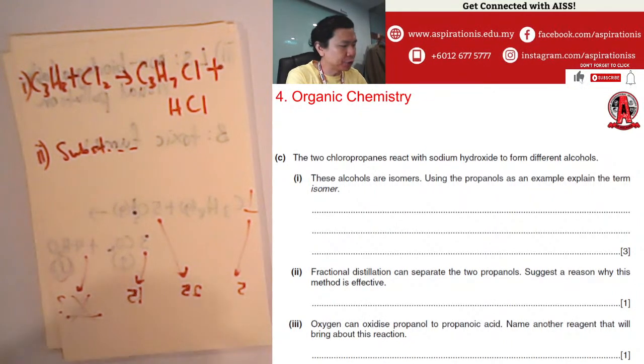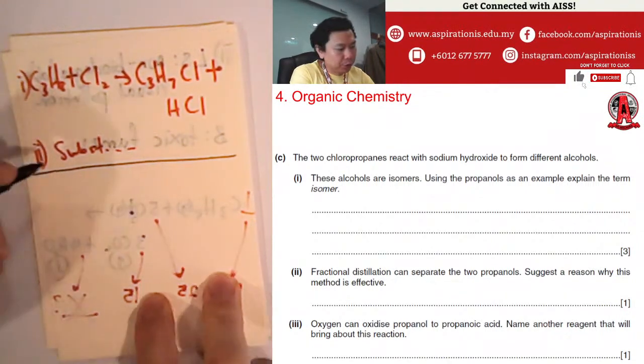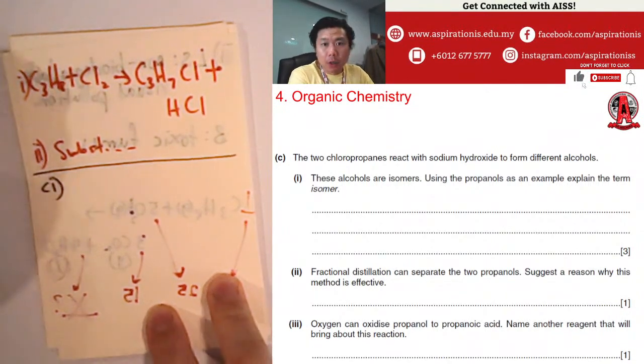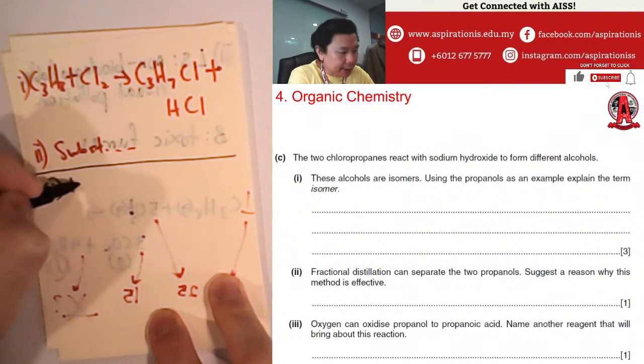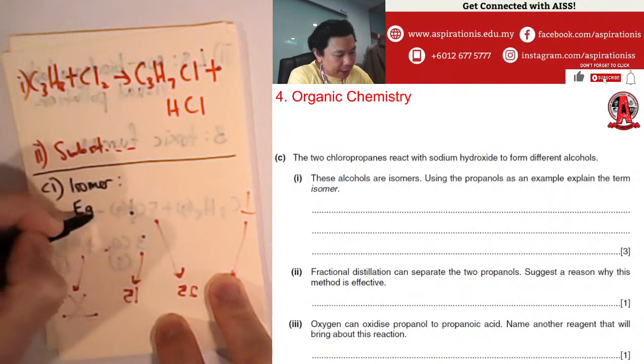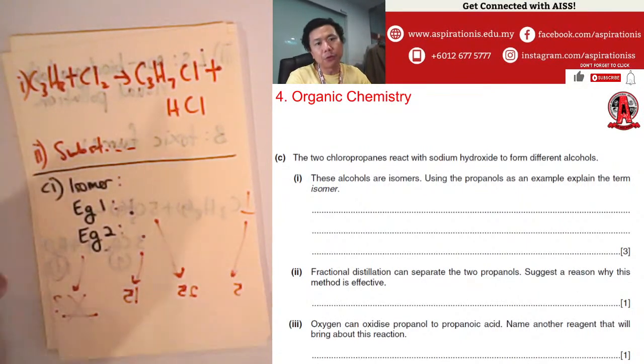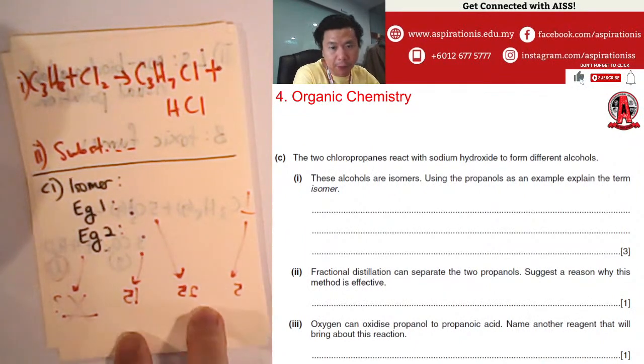Okay, so we have done this just now already, right? So for C1, you've got to define the term isomer. And then you got to give the example and another example. So that's how you get all 3 marks for this question.